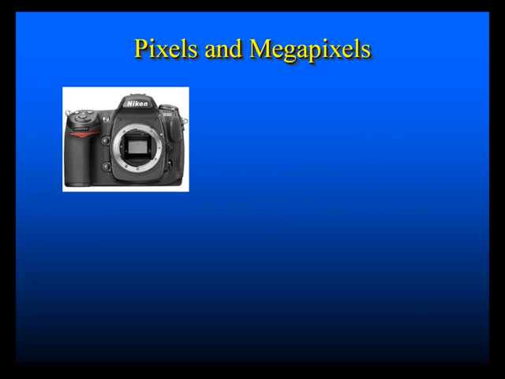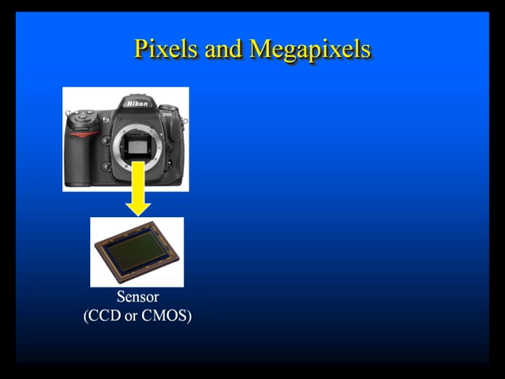Now, how does this relate to cameras? Well, in the back of your camera is an image sensor. The image sensor can be a charge-coupled device or a complementary metal oxide semiconductor. The CMOS sensor is a little bit better, has a better signal-to-noise ratio, and is significantly better in low light situations. Most of the high-end digital SLR cameras now have a CMOS sensor.